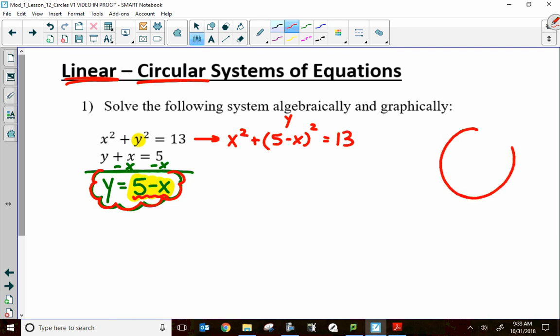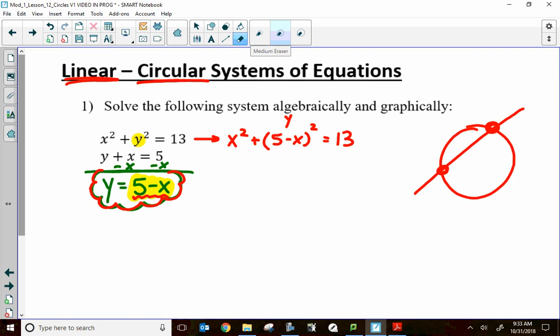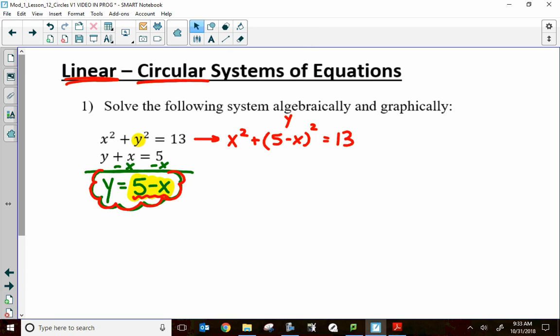If I have a circle and a line, I can possibly have 2 points where they intersect, which means we're going to have two solutions. Okay, when we graph two things, it's where they intersect. Okay, that's the answer. So let's solve this.